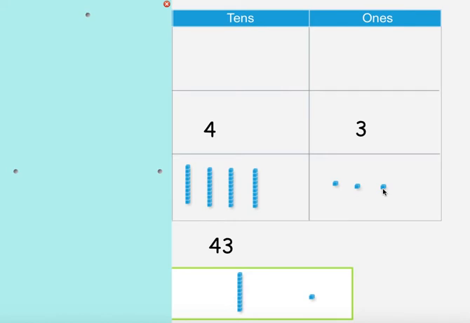Let's see. There are 3 1s. 1, 2, 3. The value of the number 3 is 3. 3 1s. Now let's look at the value of the number 4. Let's count by tens because this is a tens column. 10, 20, 30, 40. The value of the number 4 is 40. We have 4 10s. The value is 40. Nice work. Let's do one more.